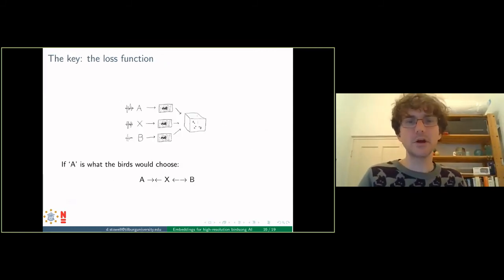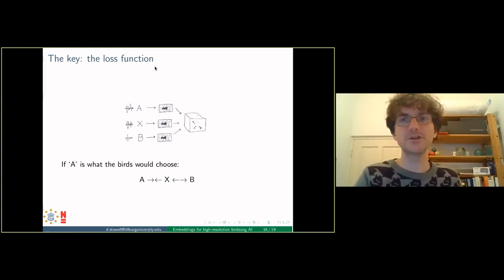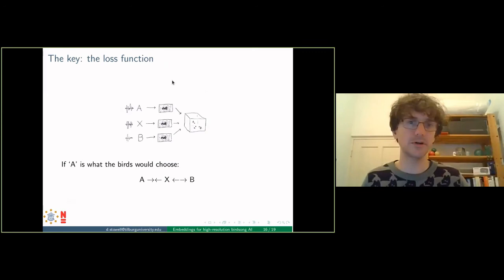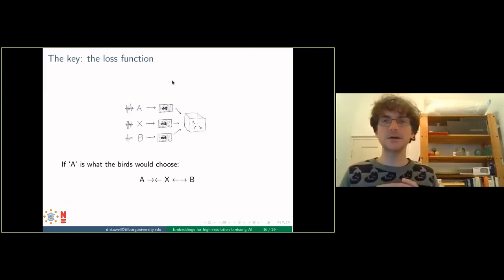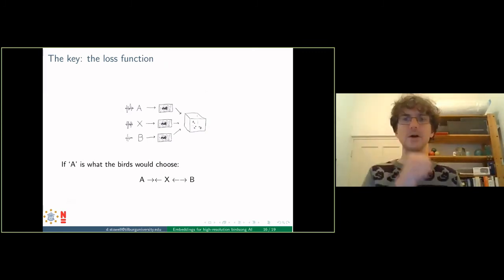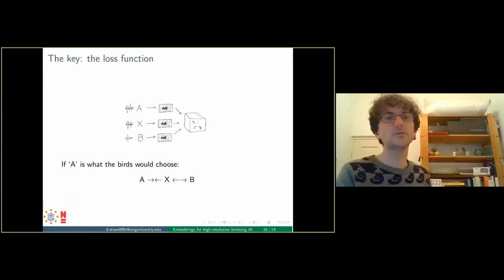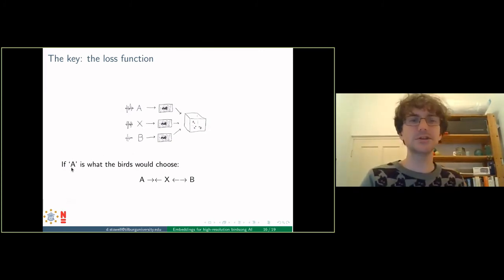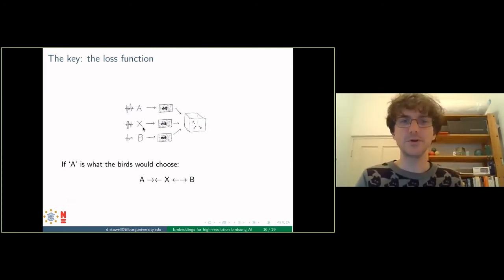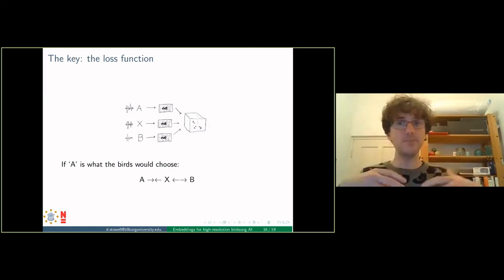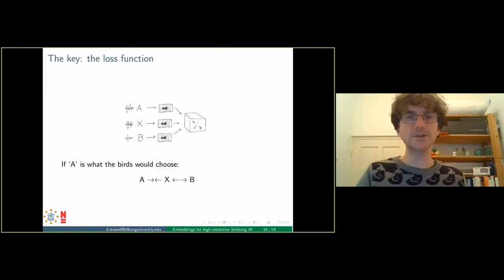This is something which is implemented in what we call the loss function. The loss function is just a part of how we optimize a deep learning algorithm. Instead of a loss function which is about categorizing things, here we have a loss function which says, if A is what the birds choose in this example, then we want to push X closer to A and push it further away from B. So during the training of the algorithm, we're shaping this space so that it better reflects the bird's perception.